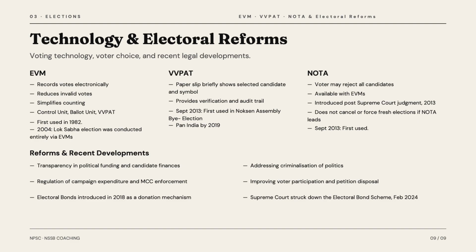VVPAT is an electronic device that generates the paper slip, right? So one non-electronic proof and the EVM as the electronic proof, together giving double security during elections, okay? And NOTA, N-O-T-A, none of the above.